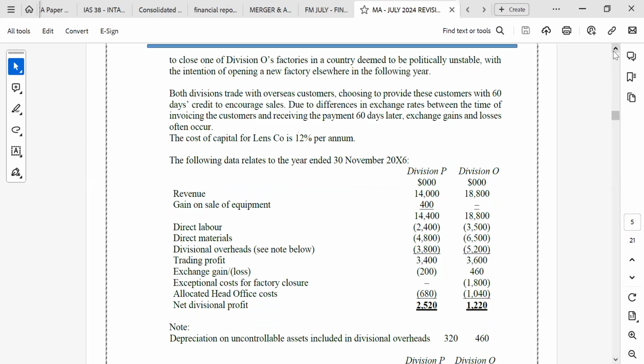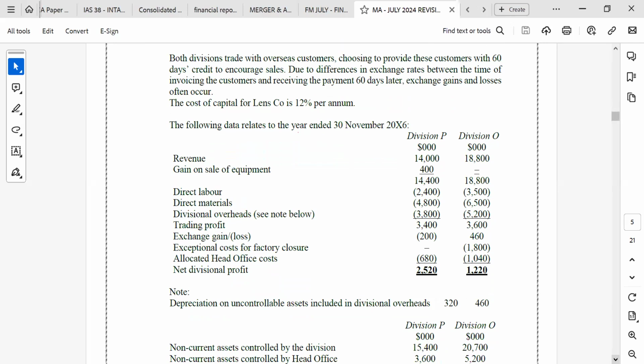It also decided to close one of Division O's factories in a country deemed to be politically unstable, with the intention of opening a new factory elsewhere in the following year. Both divisions trade with overseas customers, choosing to provide these customers with 60 days credit to encourage sales. Due to differences in exchange rates between the time of invoicing the customers and receiving the payment 60 days later, exchange gains and losses often occur. The cost of capital for Lens Co is 12% per annum. The following data relates to the year ended 30th November 2006.